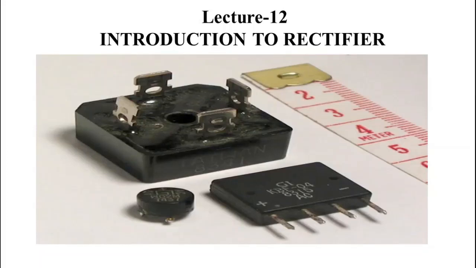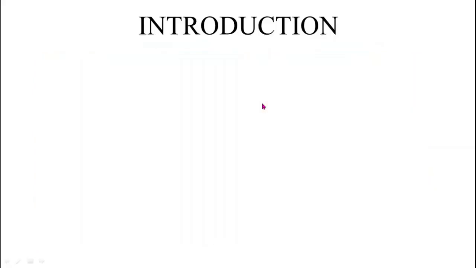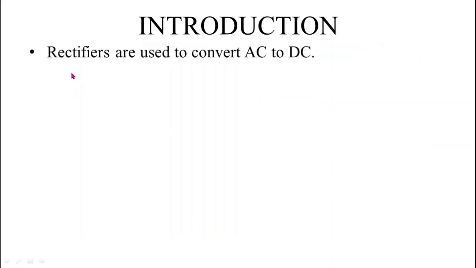This is lecture number 12 and today we are going to study Introduction to Rectifiers. First, I will tell you what is a rectifier. Rectifiers are used to convert alternating voltage to direct voltage, or simply they convert AC to DC.